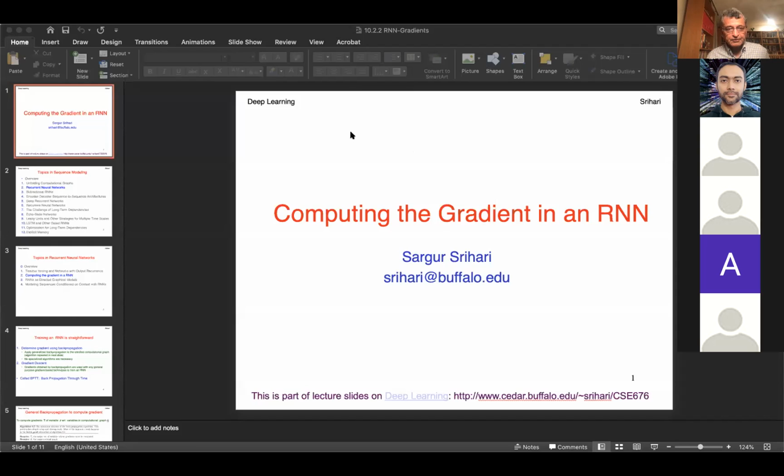Okay, so we'll continue our miscellaneous topics in RNNs. We just finished 10.2.1. So we'll go to 10.2.2, I suppose. Computing the gradient in RNN.